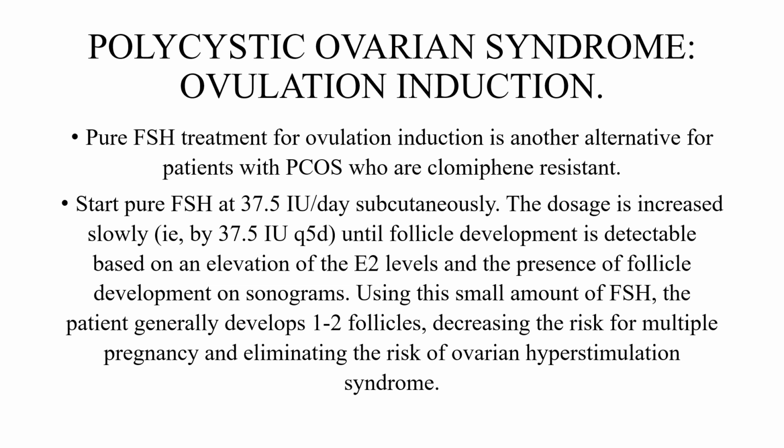When we use gonadotropins, we find that pure FSH treatment is another alternative for patients with PCOS who are clomiphene resistant. If we start pure FSH at 37.5 international units per day subcutaneously, and the dose is increased very slowly until follicle development is detectable based on an elevation of the estradiol levels and the presence of follicle development on sonograms. Using this small amount of FSH, the patient will generally develop 1 to 2 follicles, decreasing the risk for multiple pregnancy and eliminating the risk of ovarian hyperstimulation syndrome.